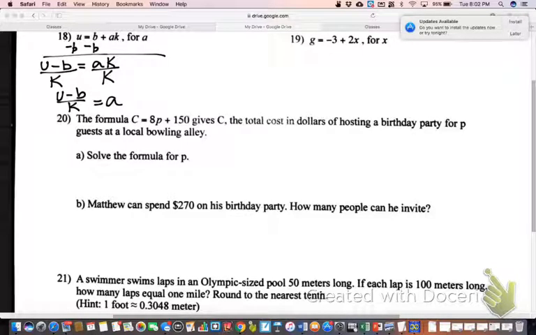I'm skipping number 19 since we just made that one a bonus. I'll come back to that later in class.